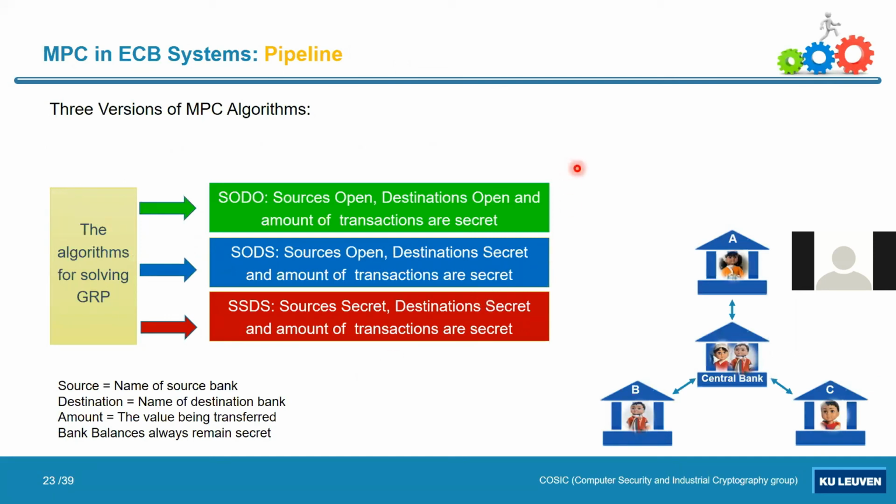Here I want to show the three settings that we have for our algorithms. In all three algorithms, the amounts of transactions are secret. But in the case of SODO, the sources and destinations are open. In SODS, we have sources open, but destinations are secret. In SSDS, all the information is secret, which means sources, destinations, and the amounts of transactions are secret.